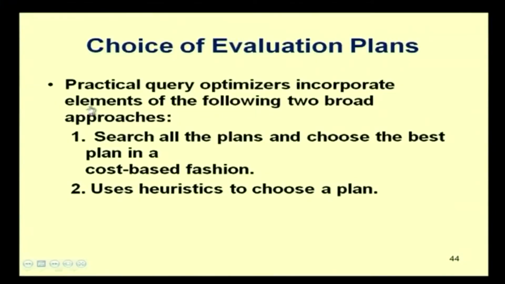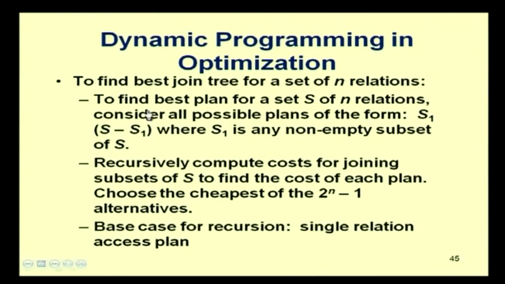Practical query optimizers incorporate elements of the following two broad approaches: search all the plans and choose the best plan in a cost based fashion, and use heuristics to choose a plan. So, to find the best join tree for a set of n relations, what do you do? You consider all possible plans of the form S1 join (S minus S1), where S1 is any non-empty subset of S, then recursively compute the cost for joining subsets of S to find the cost of each plan. Choose the cheapest of the 2 power n minus 1 alternatives. The base case for recursion is single relation access plan.